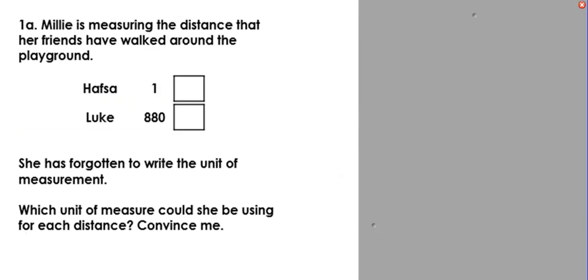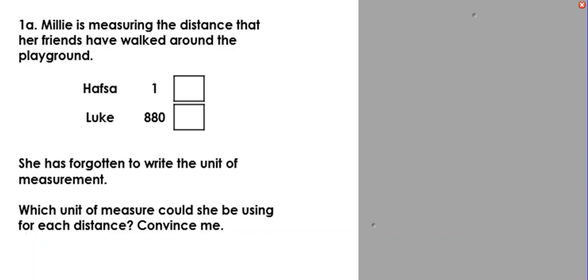Let's have a look at this one. Millie is measuring the distance that her friends have to walk around the playground. So we've got Hafsa and we've got Luke. Hafsa walks 1 something and Luke walks 880 something. But Millie's forgotten to write the unit of measurement. So which unit of measure could she be using for each distance? Convince me. Okay, so have a think about it.